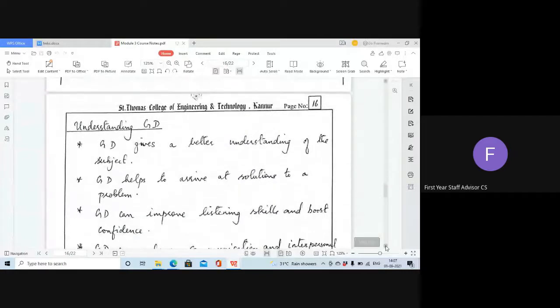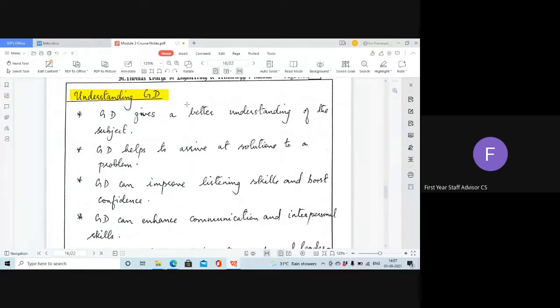Next, going to the next section, understanding GD. We have discussed what a GD is, and just a few more points. GD gives a better understanding of the subject. If you are given a topic to discuss, you will think deep into the subject, and it will help you to understand the topic better. Then GD helps to arrive at solutions to a problem. After a discussion, you will be able to find solutions to problems. These are the advantages of using GD. This question can be framed as, what are the advantages of GD?